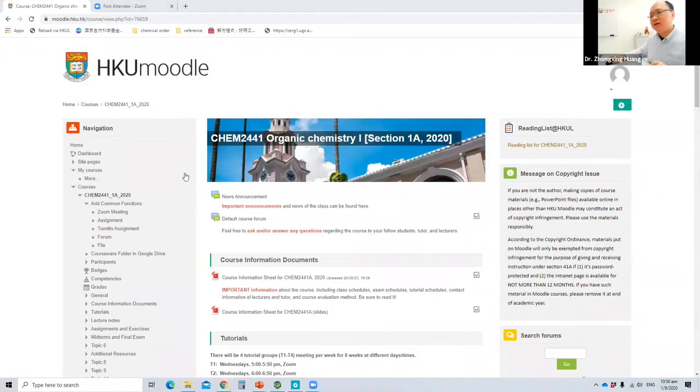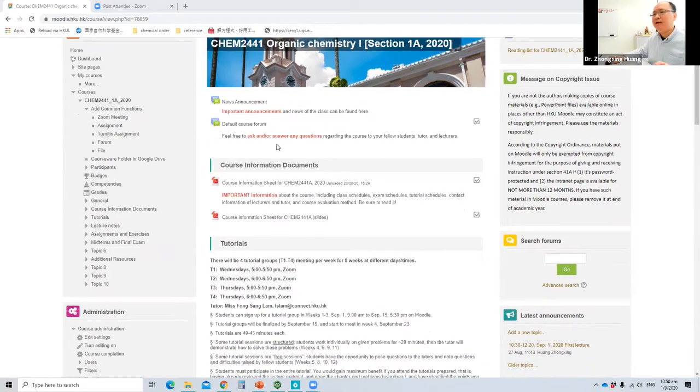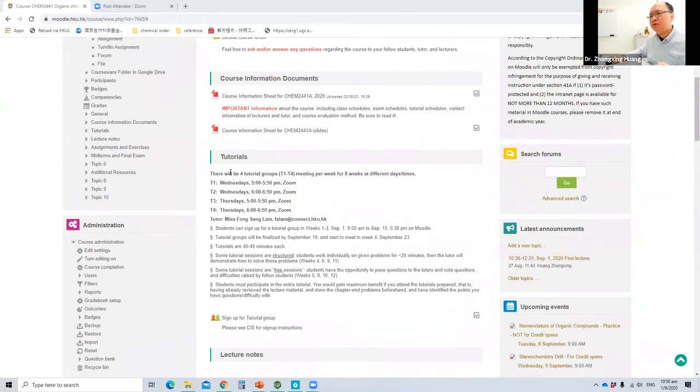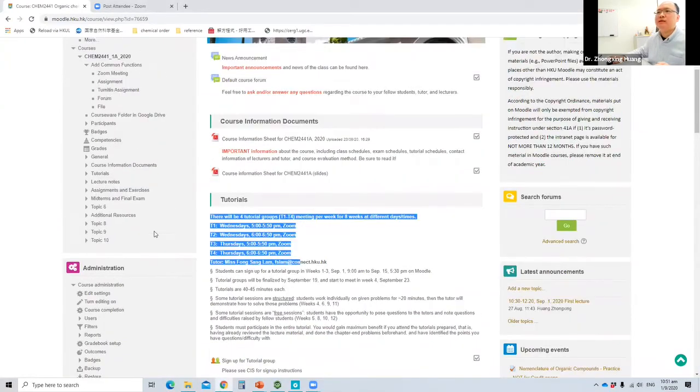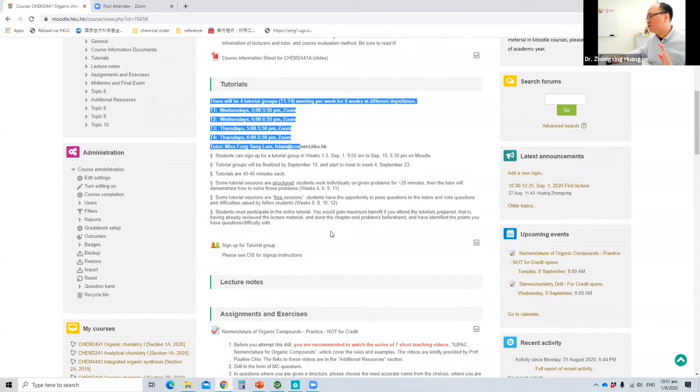Okay, so on the Moodle, you can see a news announcement, right? Once I put a news announcement here, it will automatically send you some emails about it, so don't worry about that. And you can sign up for tutorial here, which is the time is listed here. Just click this, sign up for tutorials. I think some of you have already signed up for that. So that's good, very proactive.